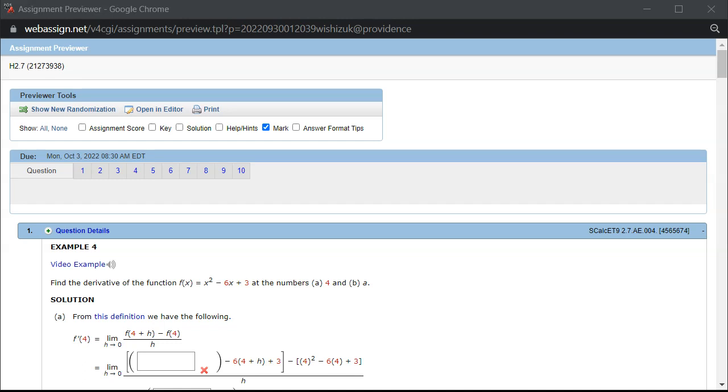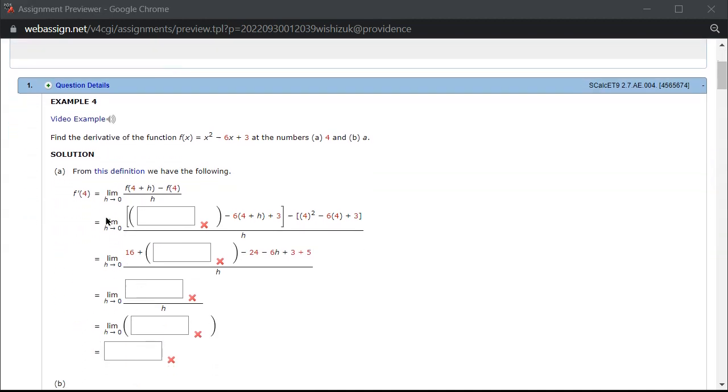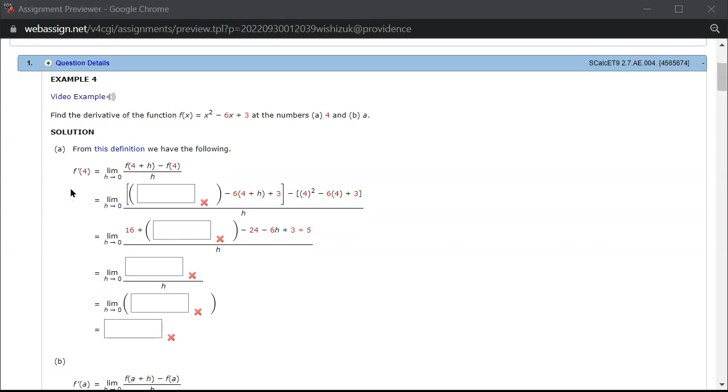All right, let's look at homework 2.7, problem number 1. We want to use the definition to find the derivative of this quadratic function. So let's do that. For part A, we have f prime of 4.